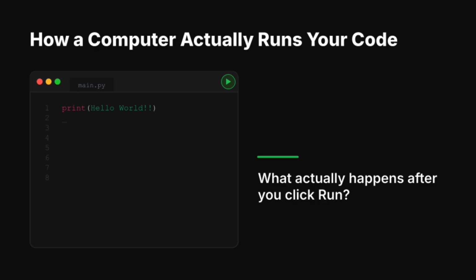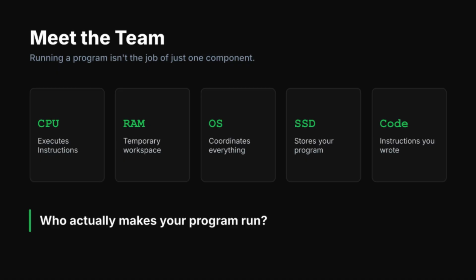But here's the question: what actually happens after you click run? Does the CPU immediately start executing your code? Or is there an entire journey happening inside your computer before that first line is ever executed? Hi, I am Sanjana. In this video, we are going to follow that journey from the single click all the way to the CPU and see how every component inside your computer works together to make your program run.